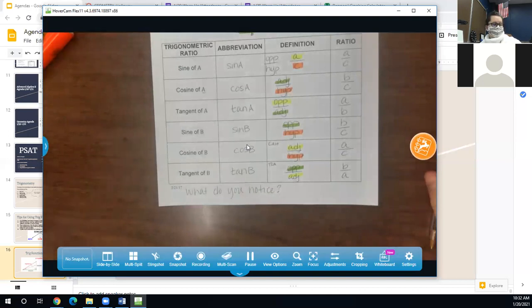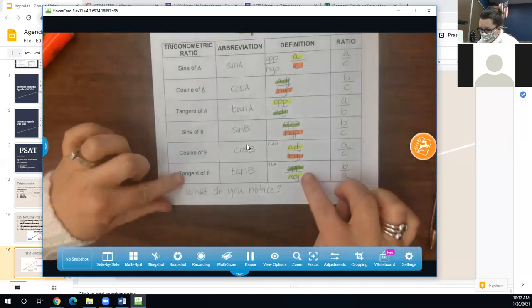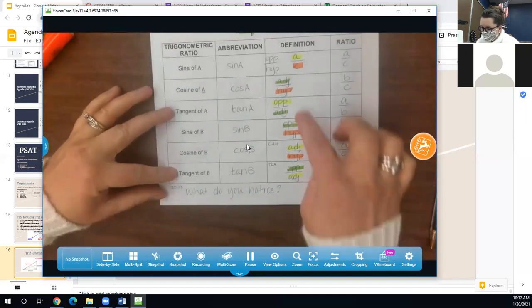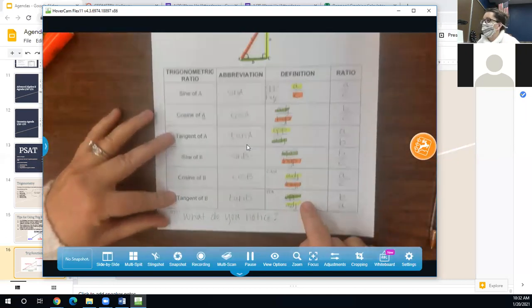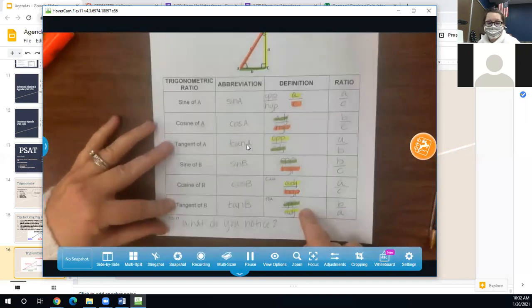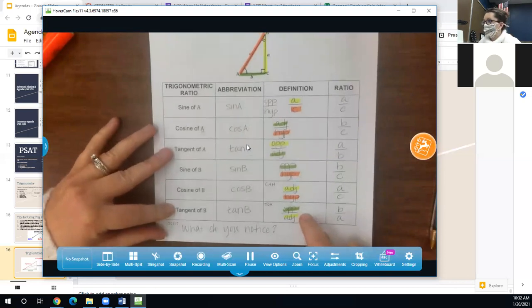I'm going to take a drink of coffee while y'all are typing. What do you notice? That's a really good point. I have a direct message that says there's not always an orange. That's very true. So for either of the tangents, you're not going to use the hypotenuse. Very good point. What else?